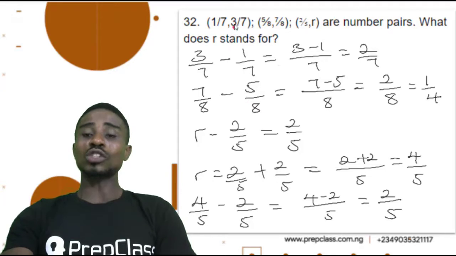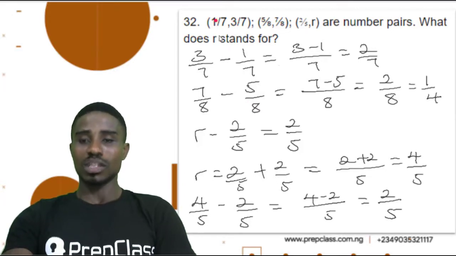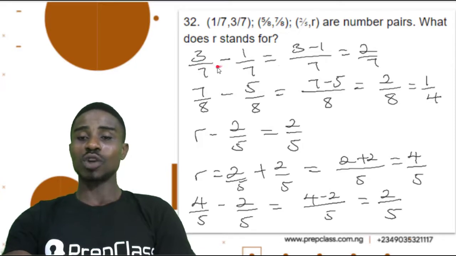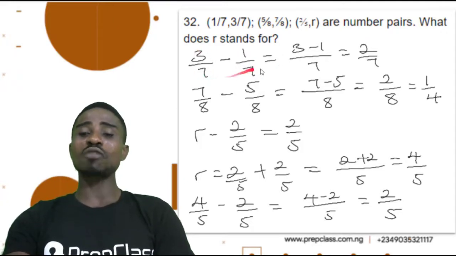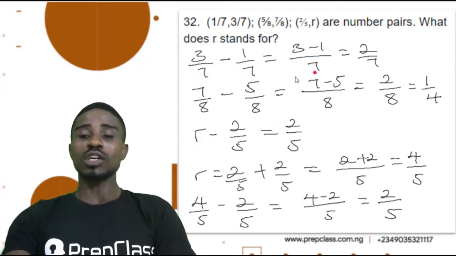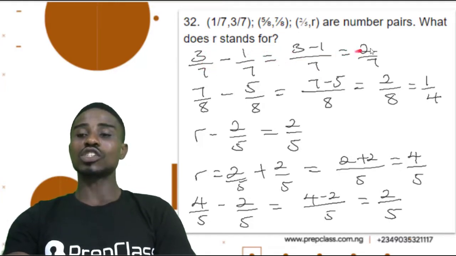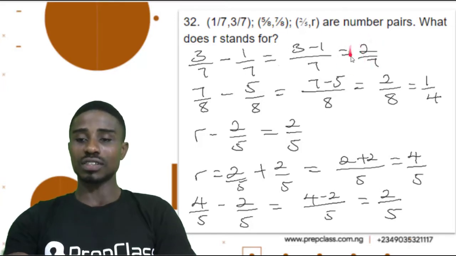So, we need to know the difference between 3 over 7 and 1 over 7. Then we have to put it in fraction and solve it. So 3 over 7 minus 1 over 7, we're going to find the LCM. We know from our understanding of fractions that if we have common denominators, the common denominator is the LCM. So since we have 7 and 7, 7 is the LCM, then we subtract the numerators. So it's going to be 3 minus 1 over 7. So the difference between 3 over 7 and 1 over 7 is 2 over 7.